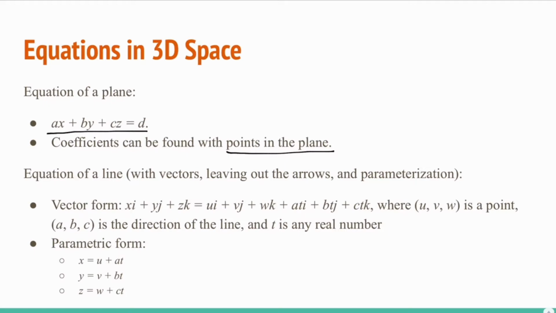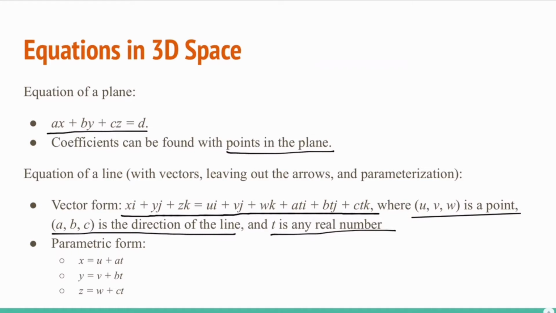And the equation of a line in 3D space, with vectors and parametrization, is, in vector form, xi plus yj plus zk equals ui plus vj plus wk plus ati plus btj plus ctk, where (u, v, w) is a point on the line, (a, b, c) is the direction of the line, and t is any real number. And the parametric form is x equals u plus at, y equals v plus bt, and z equals w plus ct.